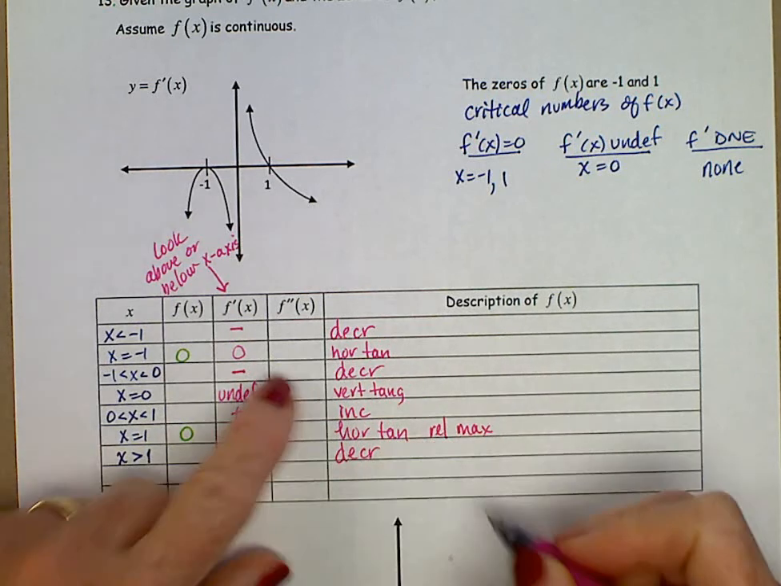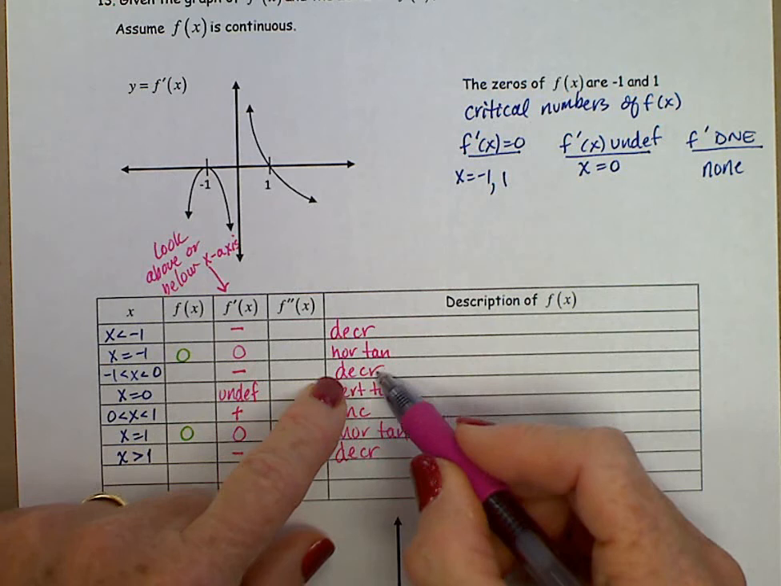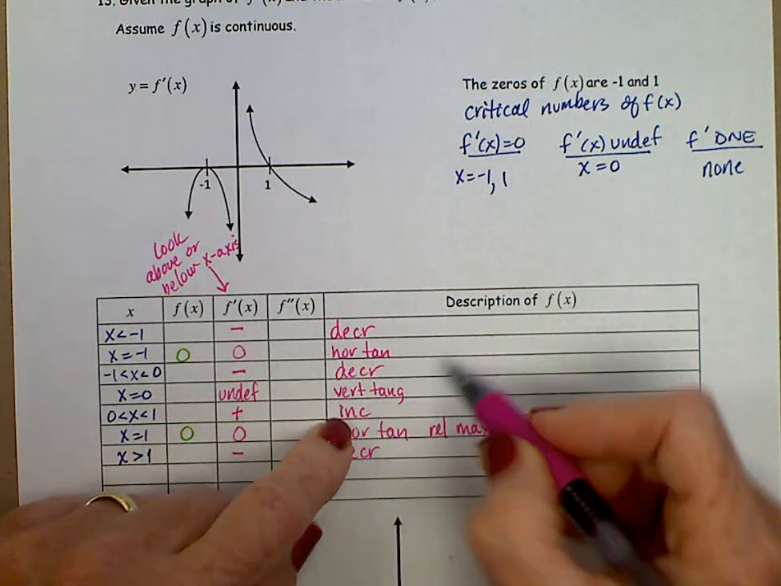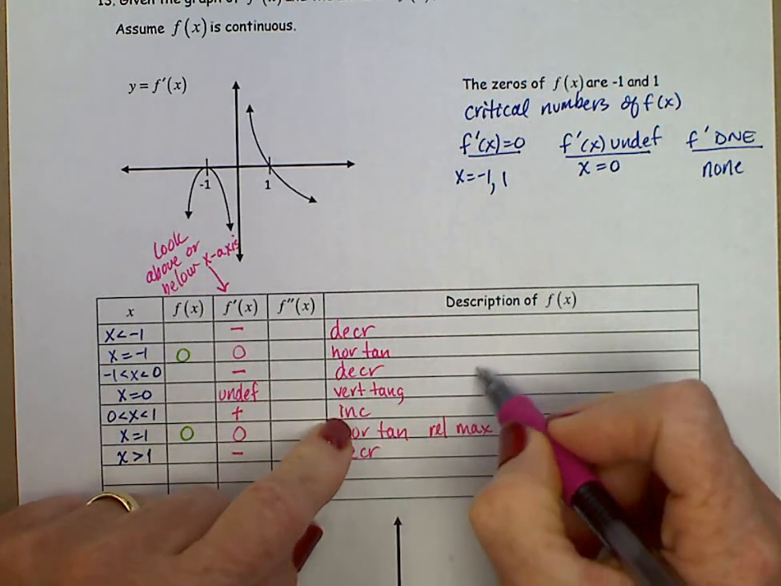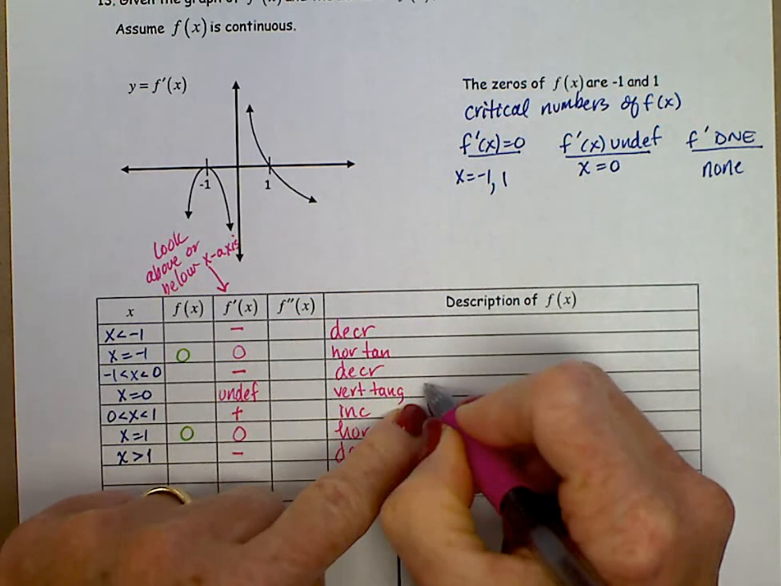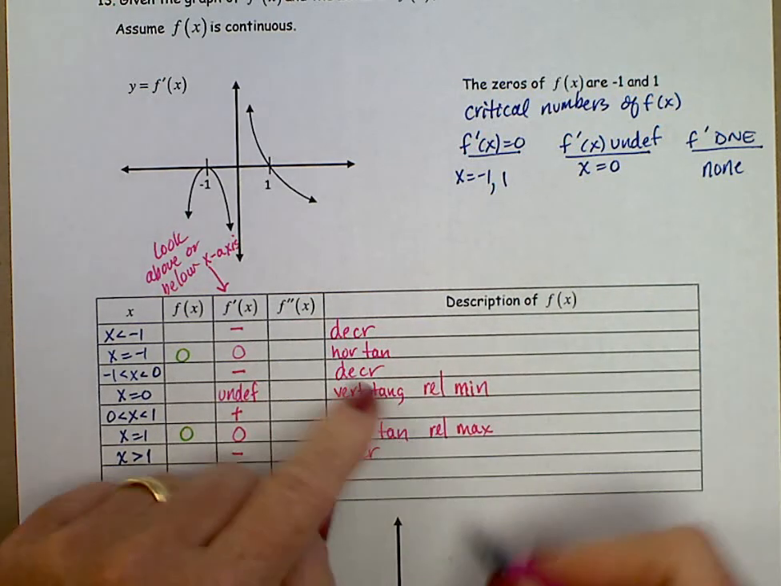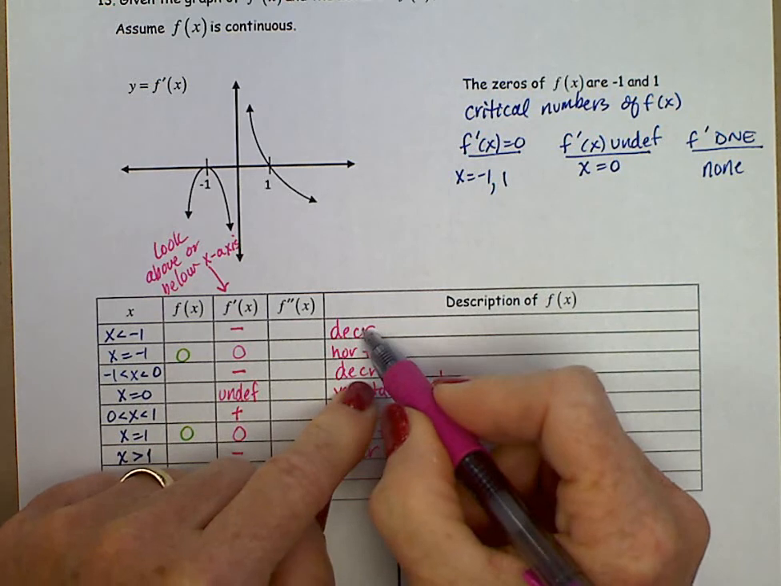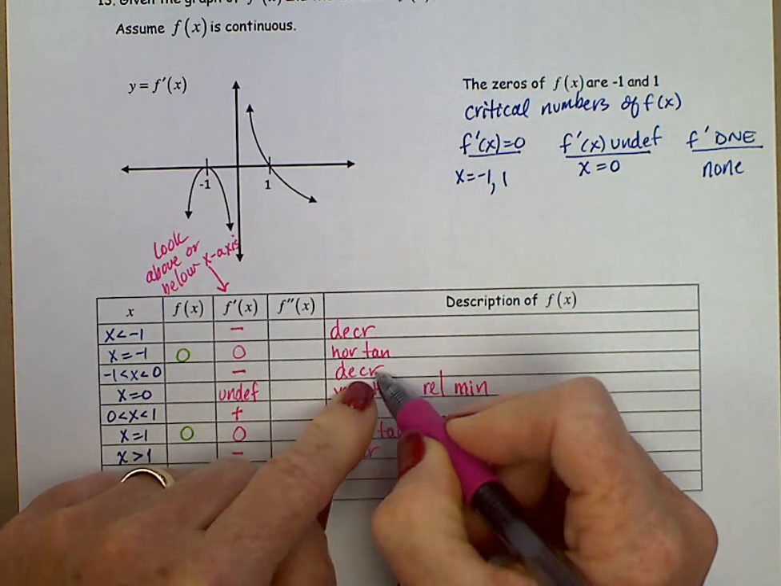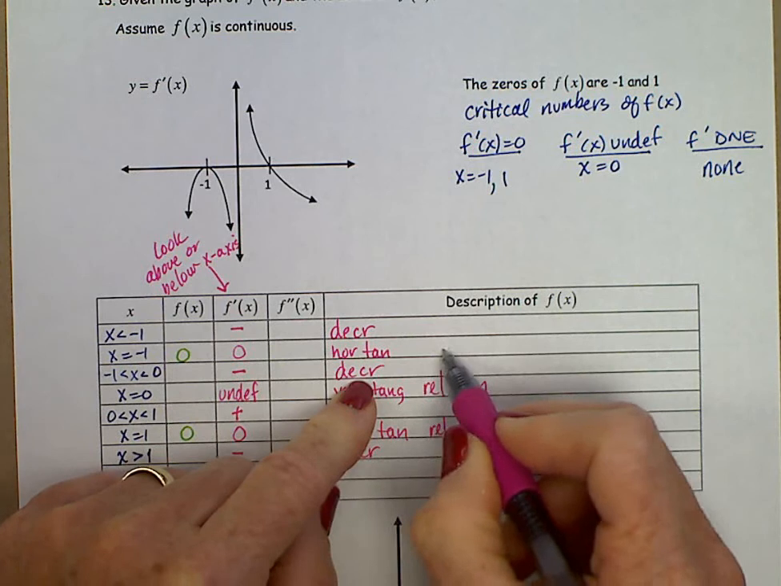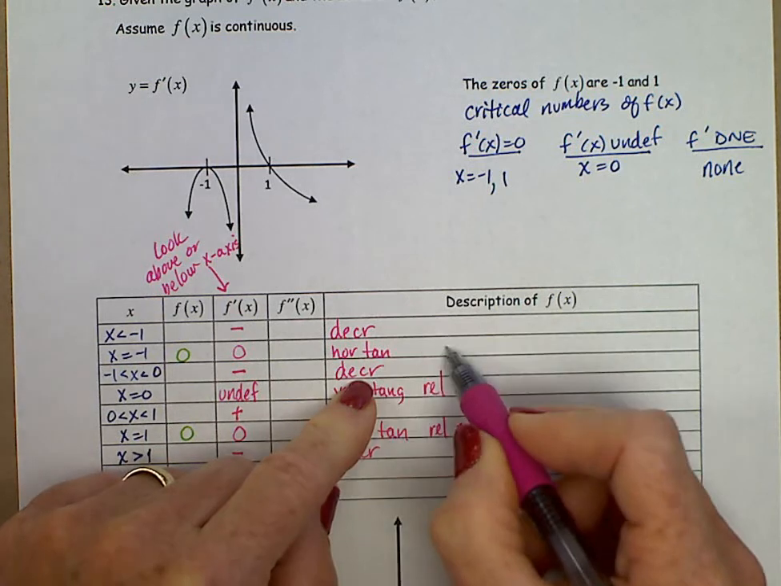And right here, when f of x changes from decreasing to increasing, there has to be a relative minimum. Right here, though, f of x changing from decreasing to decreasing, there's no relative extrema there. It's just decreasing to more decreasing.